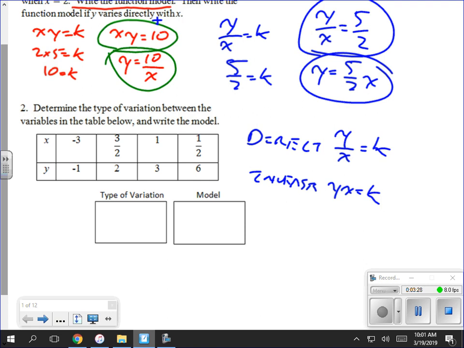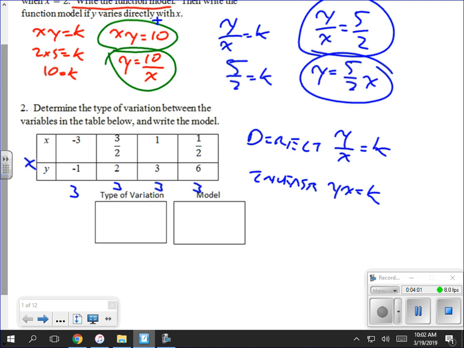Glancing at this, it looks like multiplication is going to work, right? If I multiply these two, I end up getting 3. 3 halves times 2 is 3. 1 times 3 is 3. Half of 6 is 3. If I multiply them, I got 3. Why did I do multiplication before division? Because it looked like, just glancing, that multiplication would work. If these do not all come out the same, try division. Take y divided by x. If that's the same each time, then it's direct.